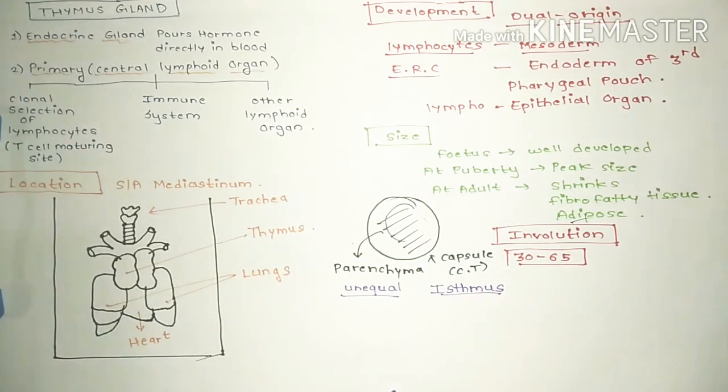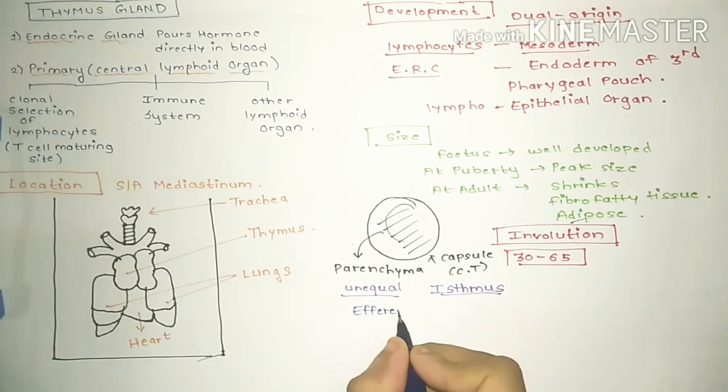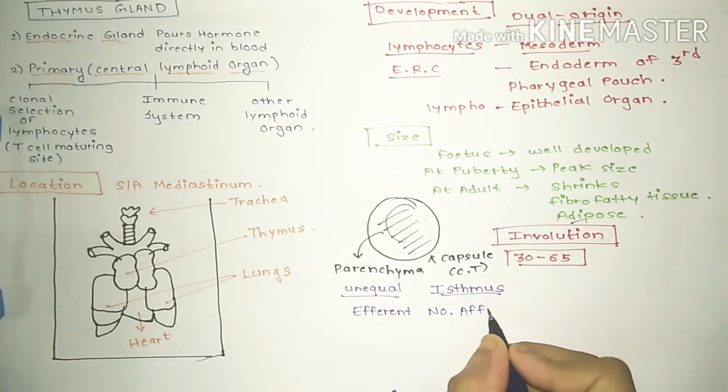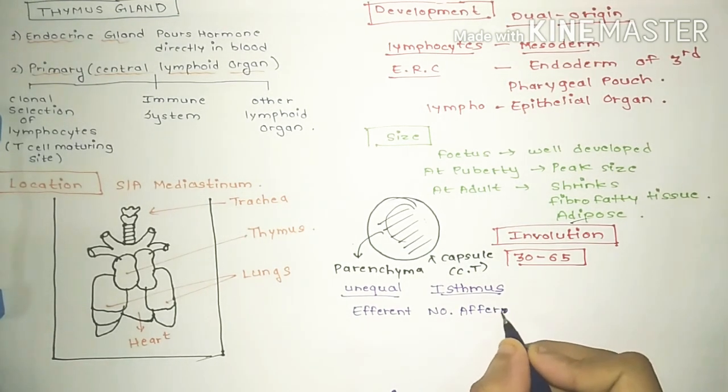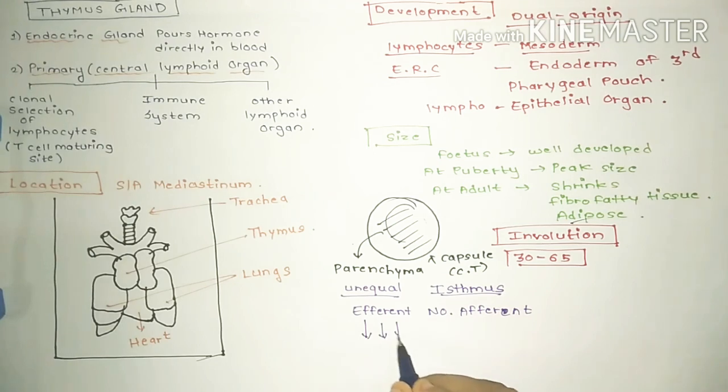And the most important feature is that it only has efferent lymphatic vessels. No afferent lymphatic vessels are found in thymus. Now what is efferent and afferent? Efferent meaning the lymphatic vessel moving away from the organ, and afferent meaning moving towards it.